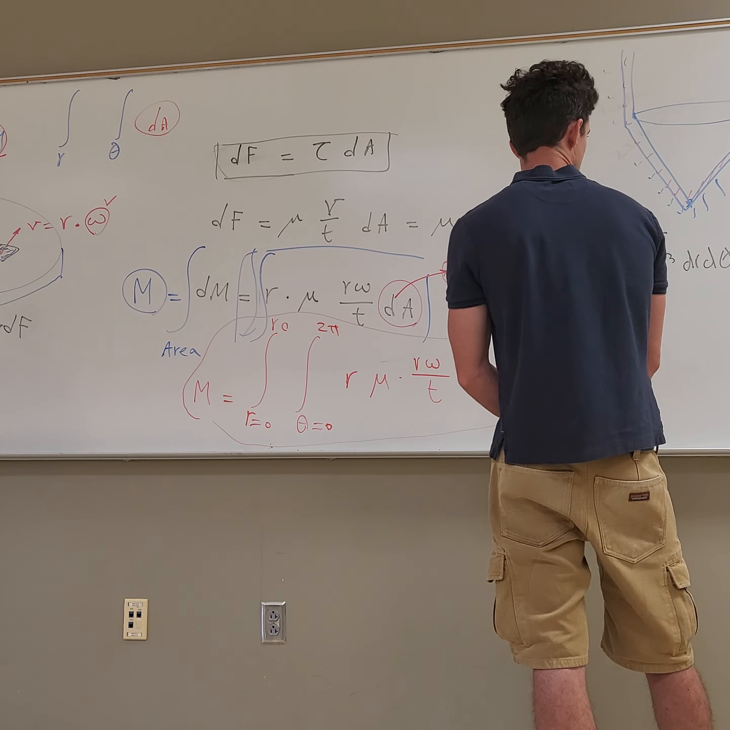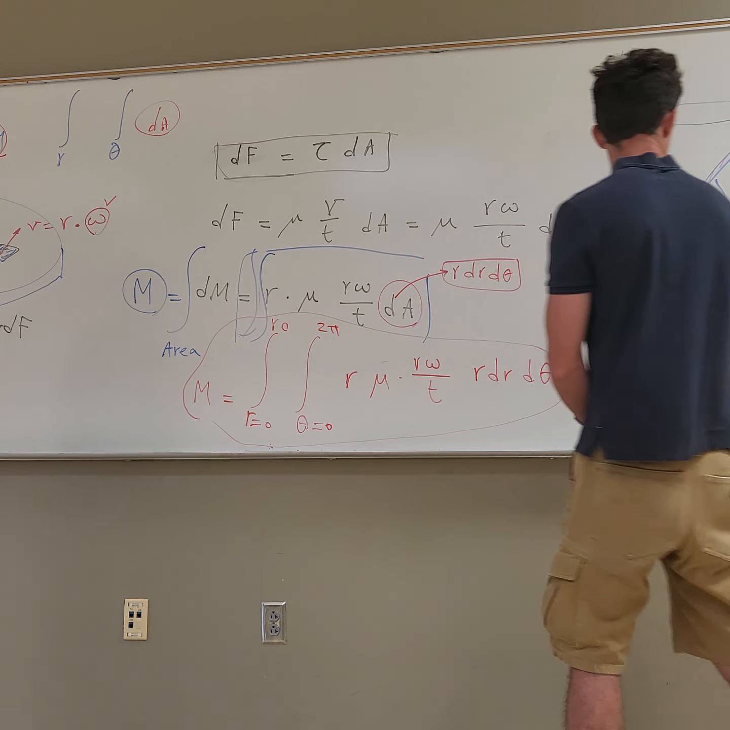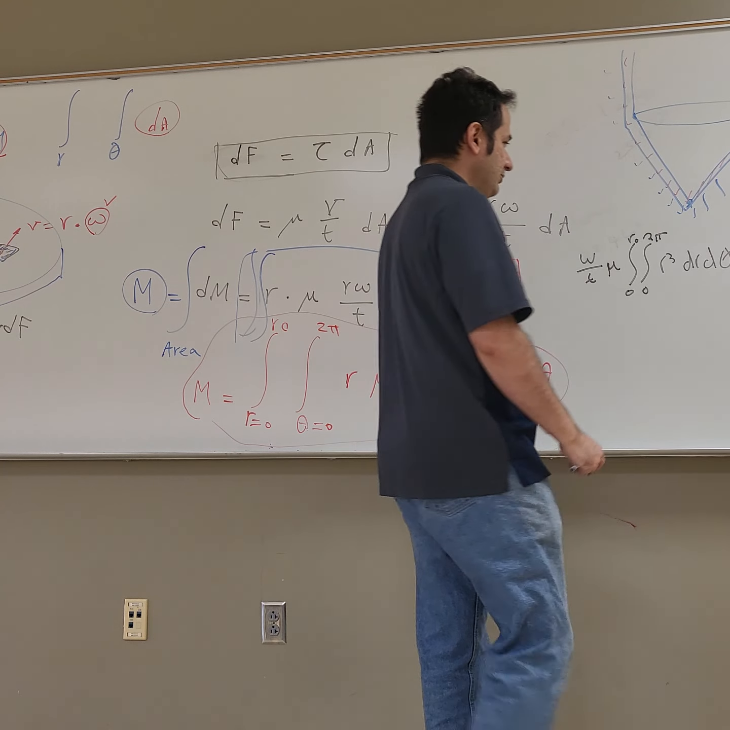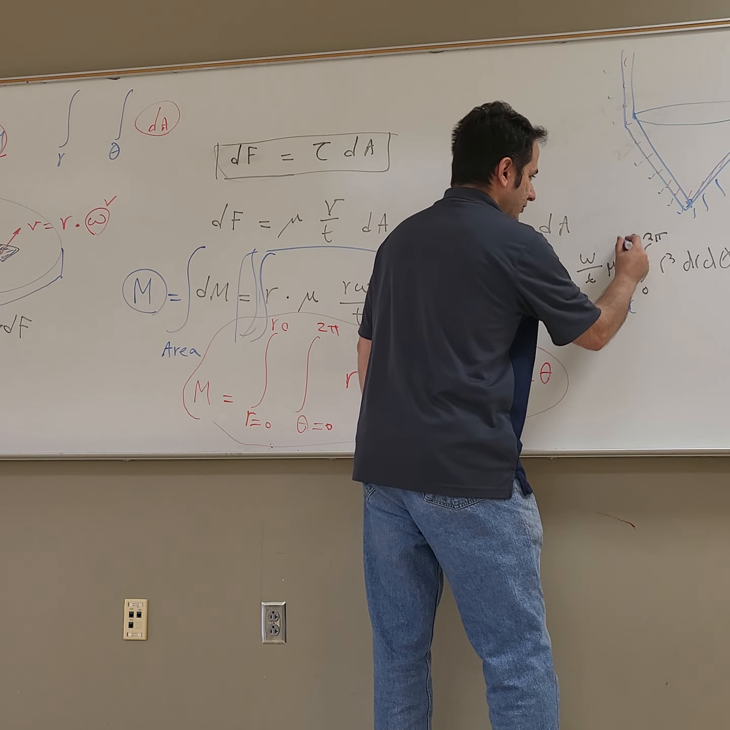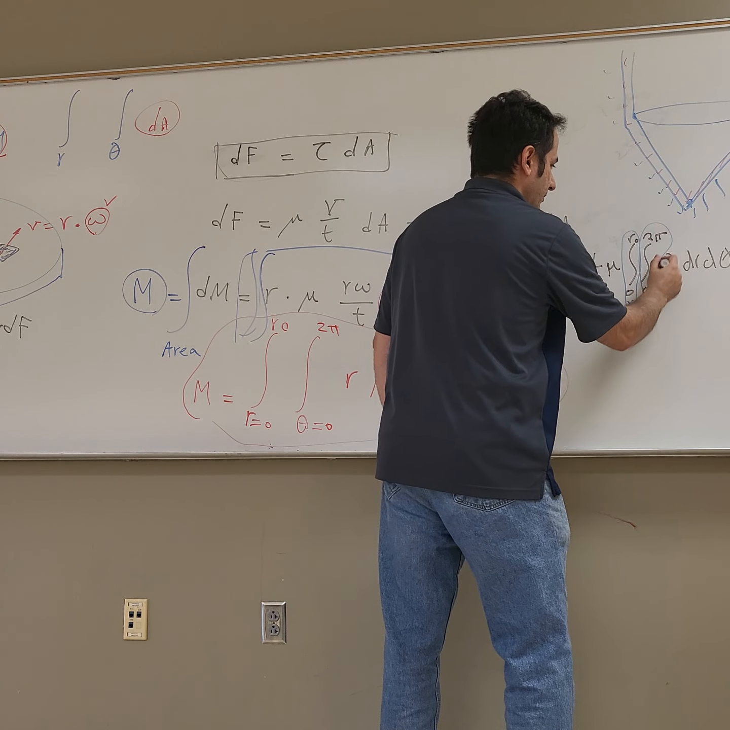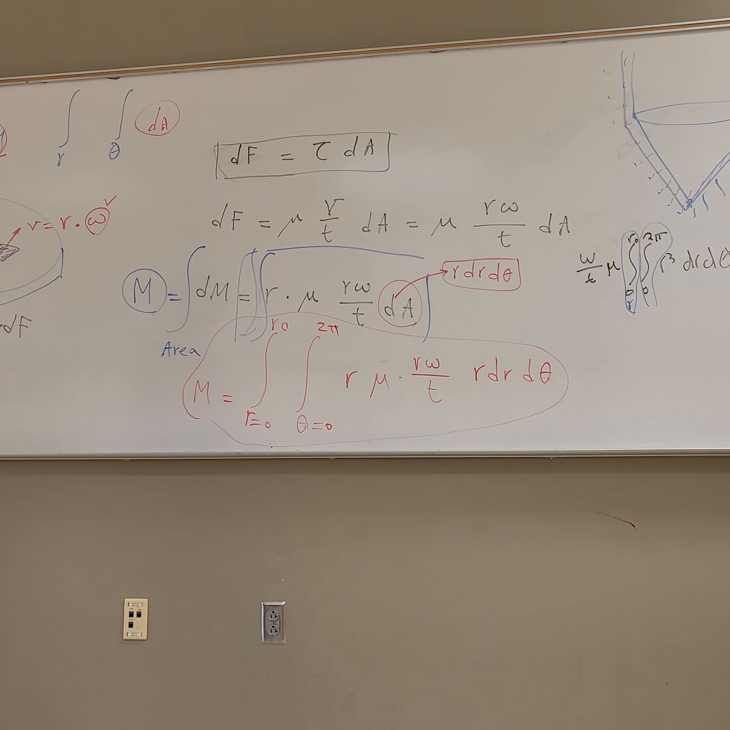Pay attention. Which one is theta? Which one is R? So this is R from 0 to R0. This is theta from 0 to 2 pi. Pay attention to that.